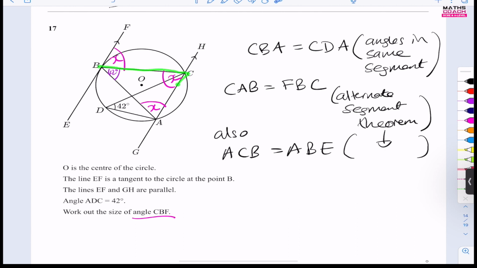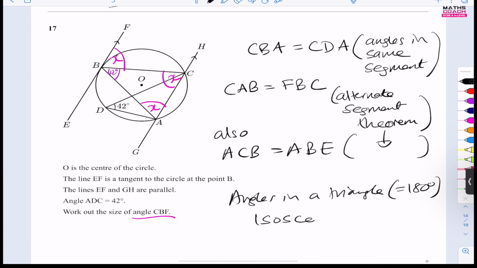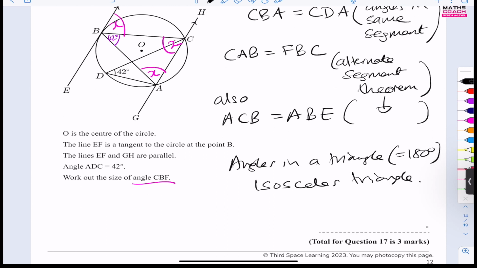Now, look at this. If this is X and this is X, these two angles are the same, making this into an isosceles triangle. So that would also mean that these two lengths are the same. If we know that this is 42, we can do angles in a triangle is equal to 180 degrees, and it's an isosceles triangle, which we've proved. So therefore, we can do 180, take away 42, and then divide that by 2 to get one of our x's, okay? And remember, once we find this x, it's the same as that x, okay?